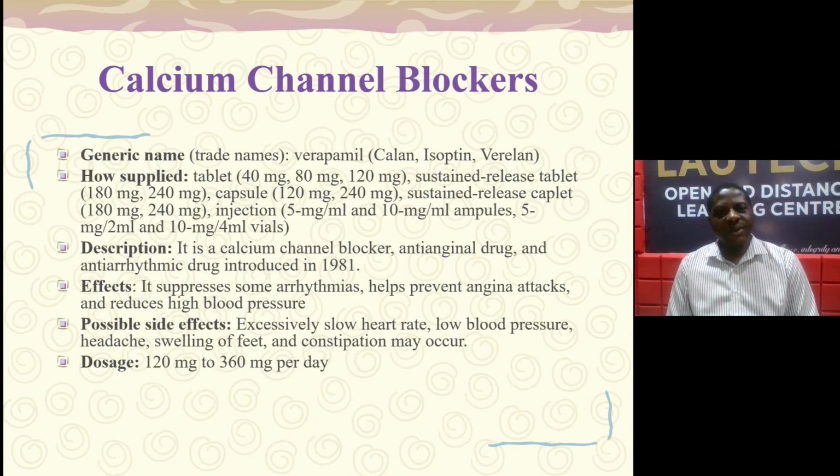And still on calcium channel blockers. Another example of this group of drugs is verapamil, and these are the trade names: Calan, Isoptin, and Verelan. This drug is supplied in tablet form of 40 milligram, 80 milligram, and 120 milligram. Then we have sustained release tablets, supplied in 180 milligram and 240 milligram. Then we have capsule form, in 120 milligram and 240 milligram.